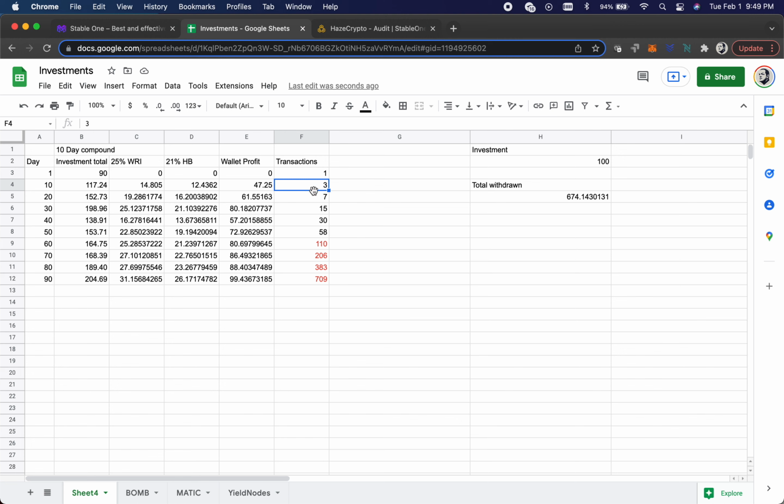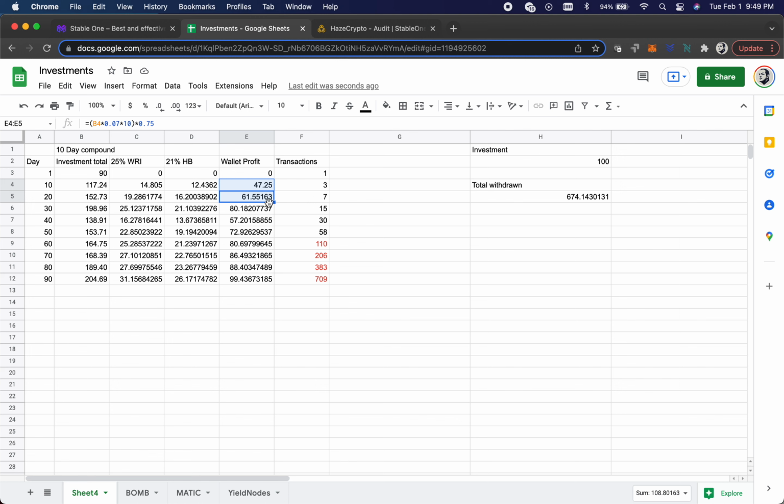All right, so now all's good. We have made it to day 20. If you add these up, you're over your initial investment. So at day 20, you can pull out, and you've got your initial investment back.